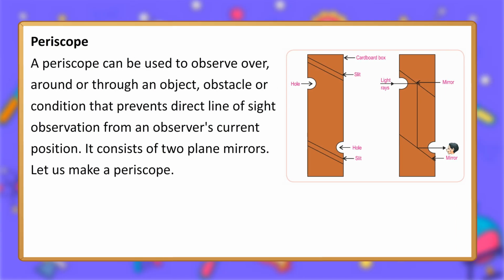Periscope. A periscope can be used to observe over, around or through an object, obstacle or condition that prevents direct line of sight observation from an observer's current position. It consists of 2 plane mirrors.